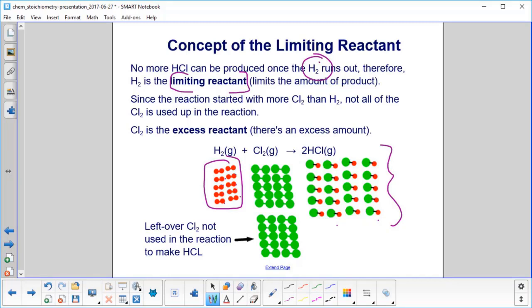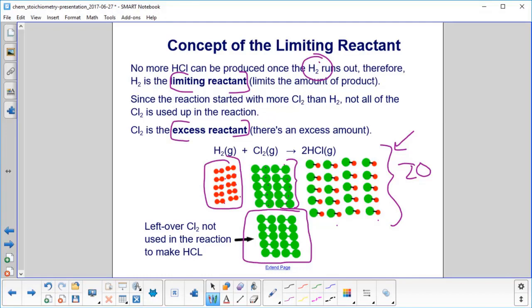Since the reaction started with more chlorine than hydrogen, not all of the chlorine is used up in the reaction. We will call chlorine in this case the excess reactant. There's an excess amount. So let's see. How many chlorines do we need on the right side? 5, 10, 15, 20. And if we look at this bunch here, even though it's diatomic, we have 20 chlorine atoms. 2, 4, 6, 8, 10, 12, 14, 16, 18, 20. That's all we need. This is the leftover chlorine not involved in the reaction.